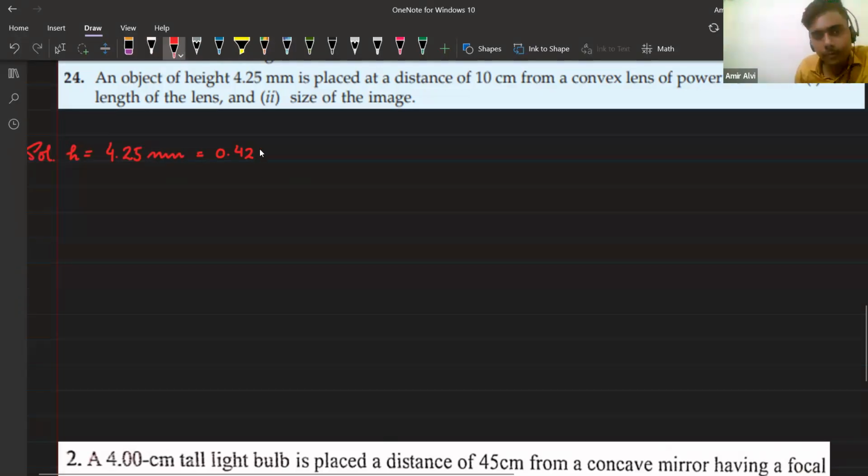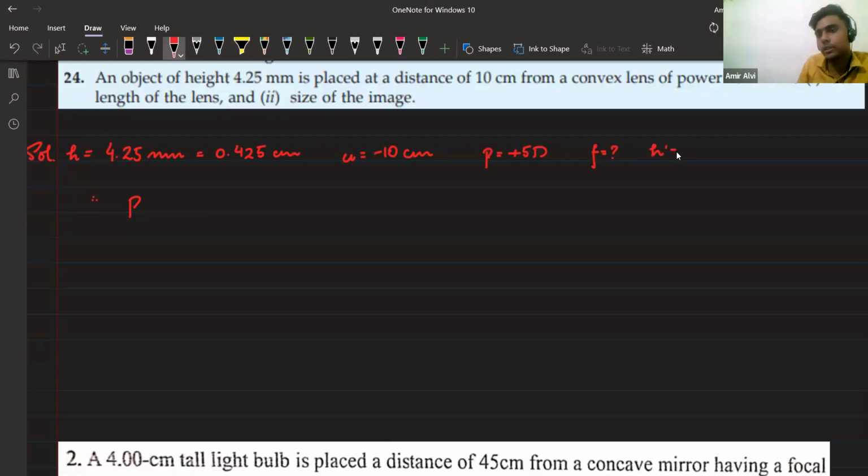बोलो. Yes. ठीक है. And your u would be equals to negative 10 centimeter, and the power is given to you. Your power is given to you as 5D, positive 5D. ठीक है. So as you can see, your power is given to you, I need to calculate focal length and size of the image. So focal length can be calculated from the power of the lens, and size of the image, that is h dash. Okay.